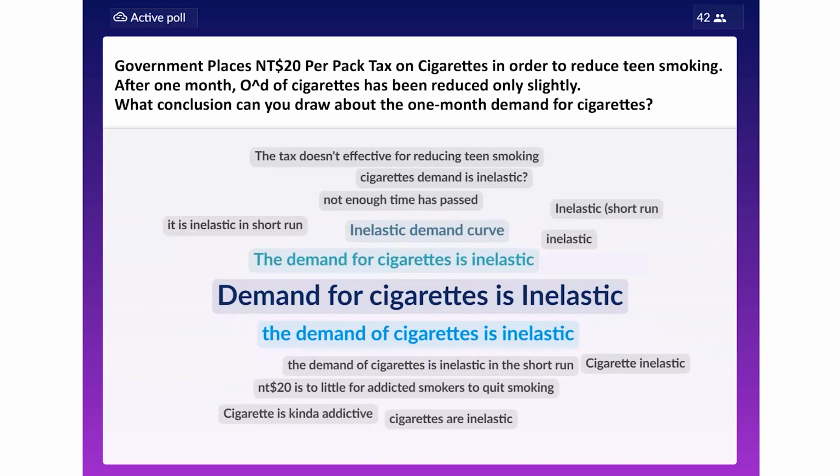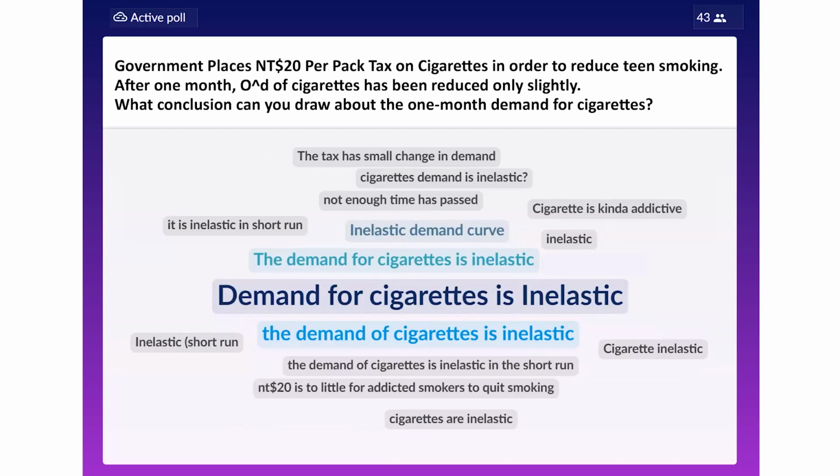Quite a few have already answered. You can still type. Okay, here you see in the word cloud, the majority of the response is that the demand for cigarettes is inelastic. Yeah, so if you think of it, cigarettes is an addictive good.